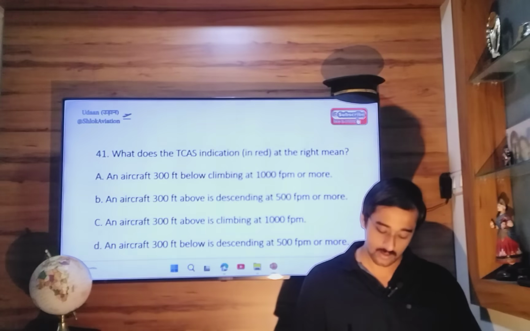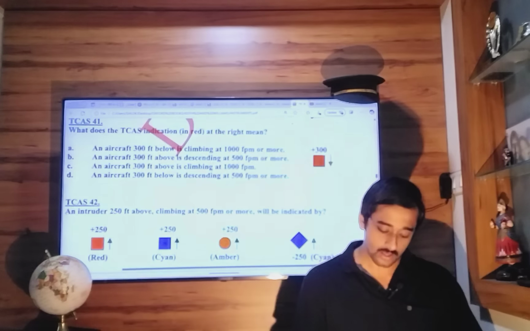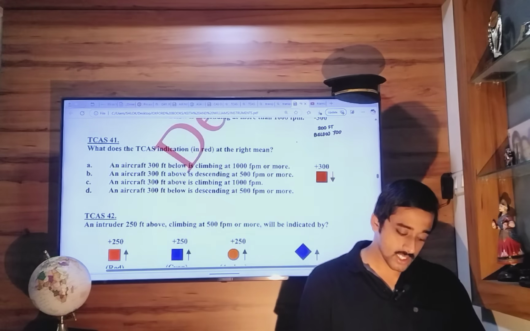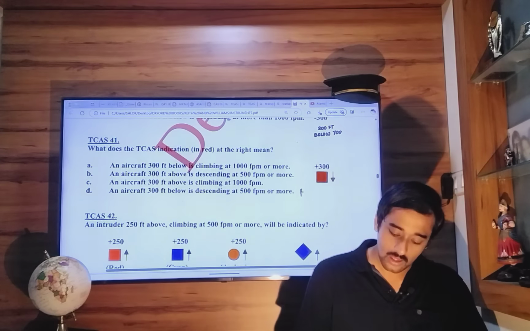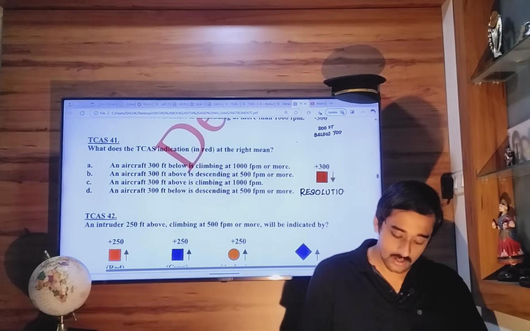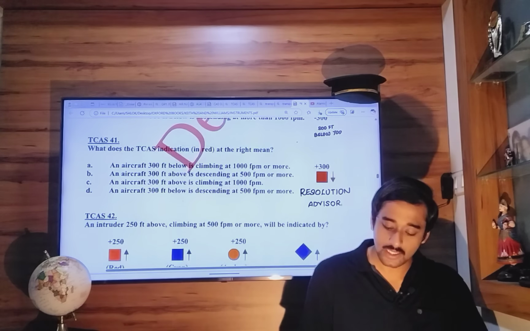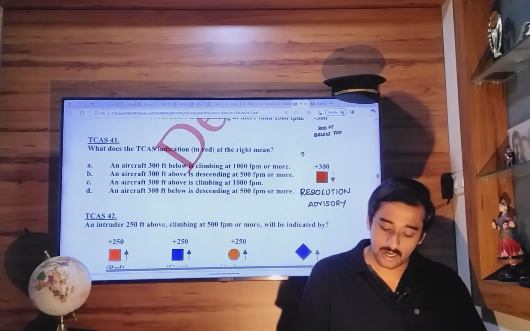Let's look at this question 41. Here you can see there is a red color square. This red square stands for a resolution advisory. Next, plus 300 feet means that the conflicting aircraft, that intruder aircraft, is 300 feet above you.